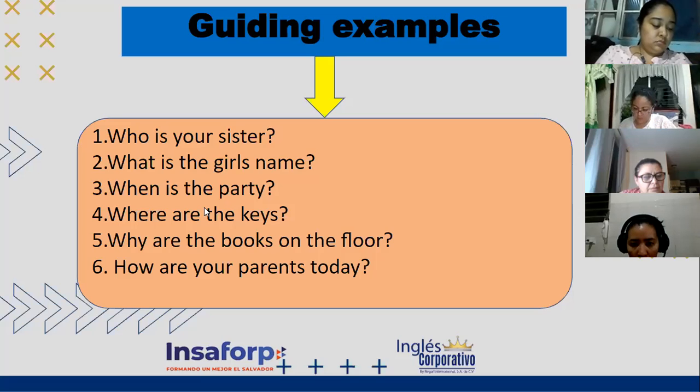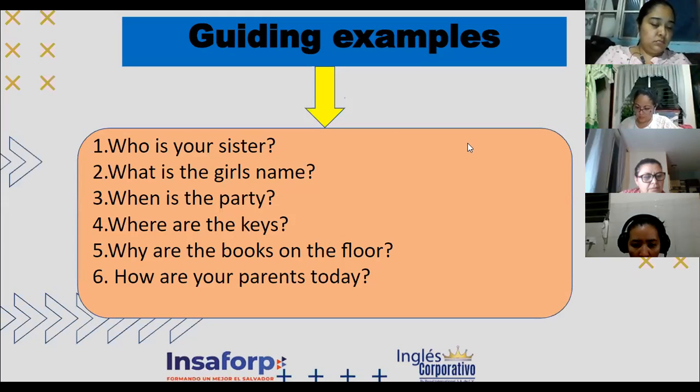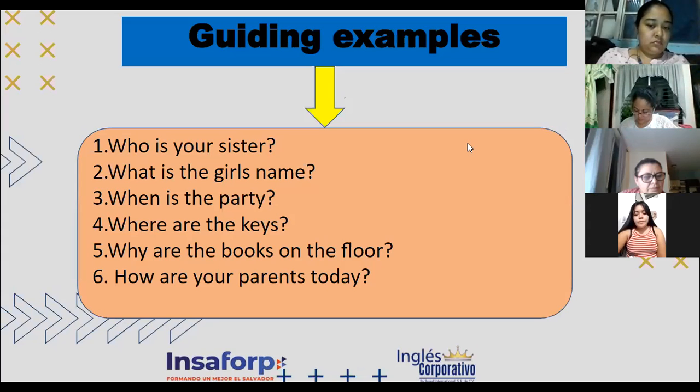I see 7 participants raising hands. Veo 7 participantes levantando la mano. Vamos a empezar con Dalia Murcia. Ok. ¿A quién le hago la pregunta, teacher? Usted le hace la pregunta a Karen López, Dalia. Ok. Who is your mother?